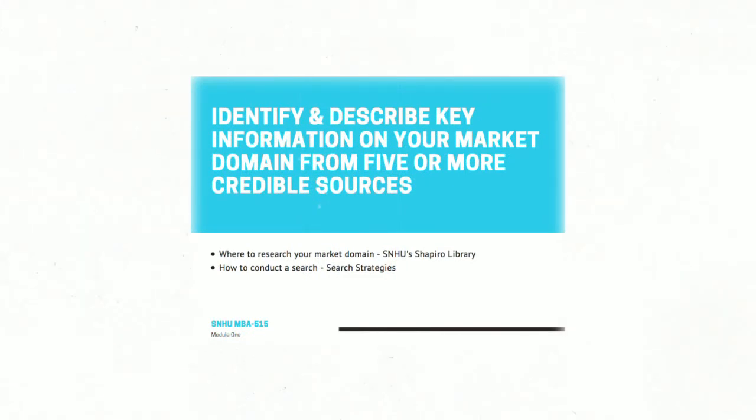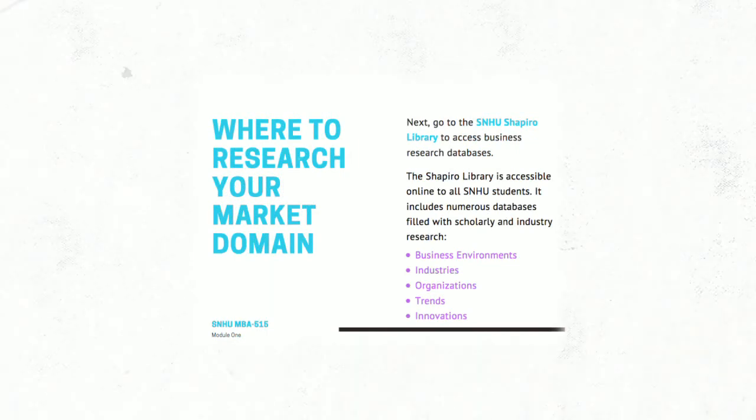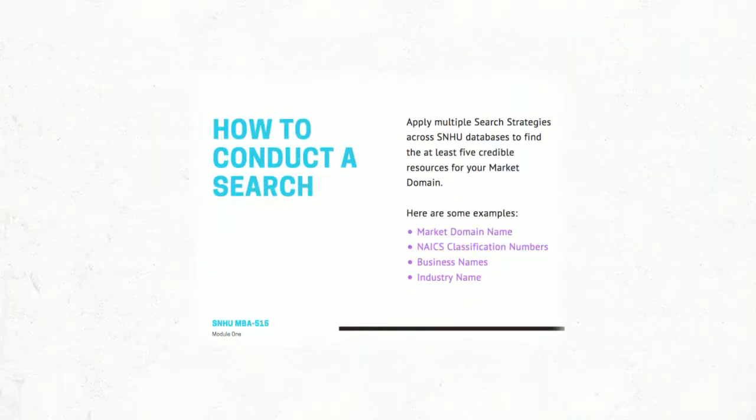Okay, let's go to the second aspect of what we're focusing on this week for our assignments. We're going to learn where to research your market domain and how to conduct a search. The first place we should be looking is the SNHU Shapiro Library. It has amazing research databases to focus on. You can find out information on business environments, industries, organizations, trends, innovations, etc. within your market domain.